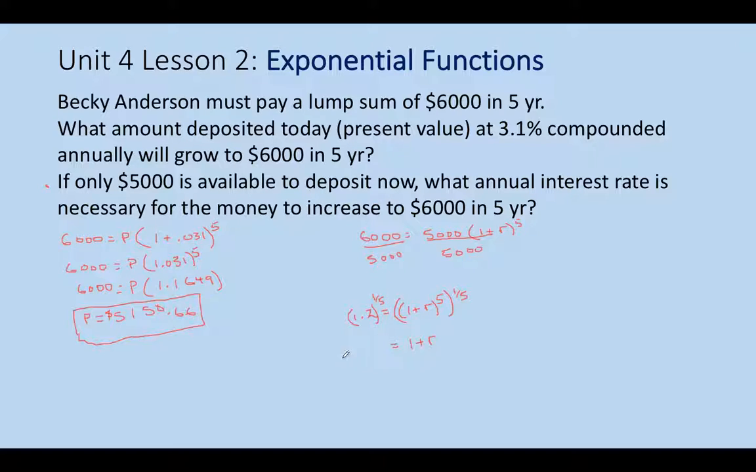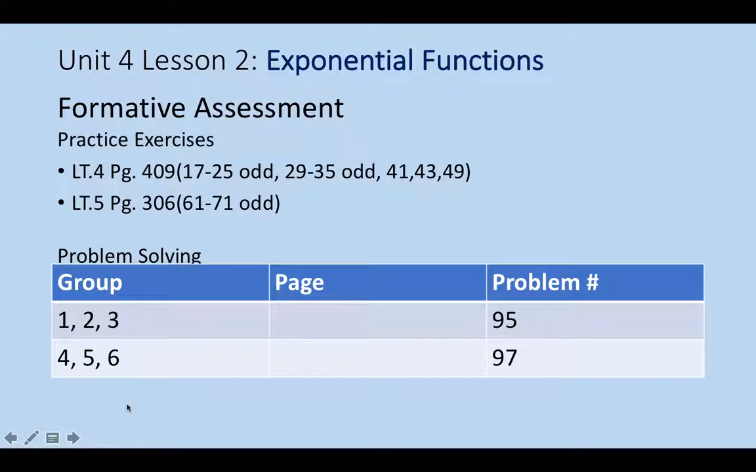I'll do that on my calculator, and I get about 1.0371 when I round. At this point, I subtract the 1 from both sides, and I get r equals 0.0371. And then turn that into a percent, I'm going to get 3.71%. So she would need to increase that 3.1% to 3.71% so that her $5,000 turns into $6,000. All right, well, that's it for lesson 2.